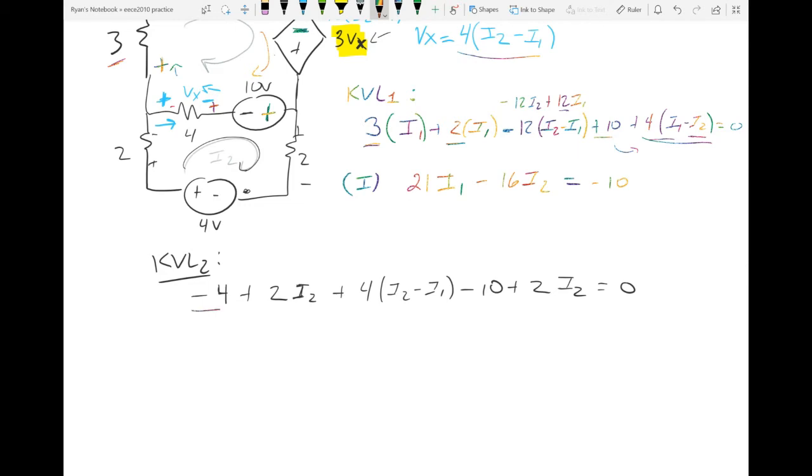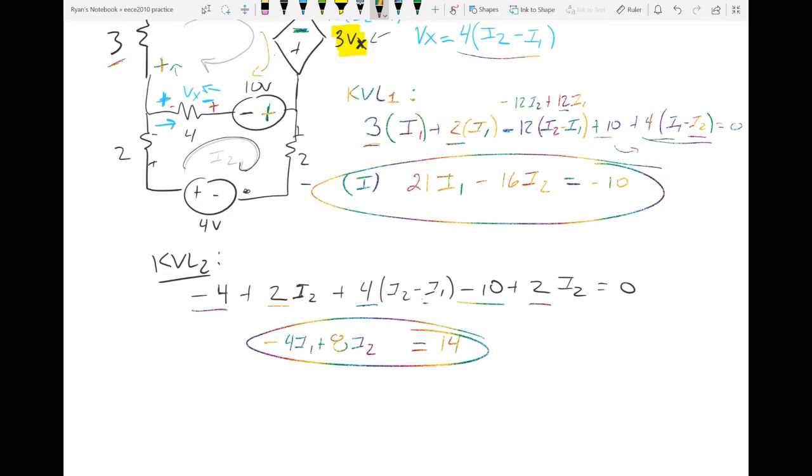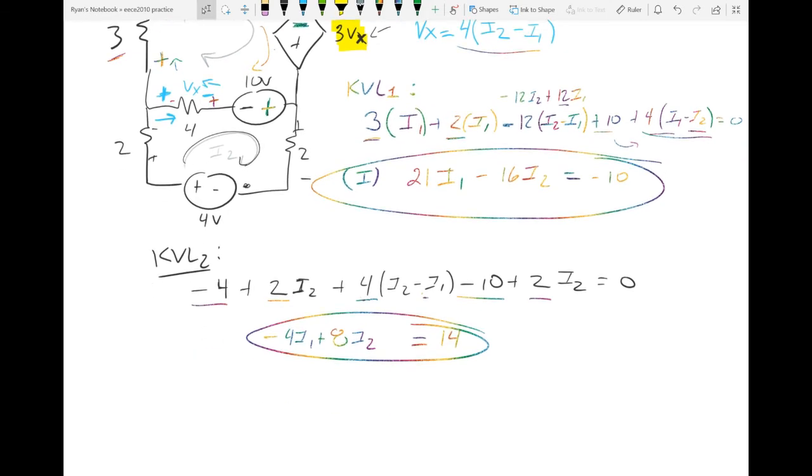So I have a 4 and a 10 that I need to move to the other side, so this total is going to equal 14. I have 2I2, 6I2, 2 more makes 8I2, so I get 8I2, and then I have only a minus 4I1 right here. So this equation and this equation would be the 2 equations required to solve this problem. And again, I'm doing this kind of fast, so just make sure you guys double check the numbers. I might have added wrong or something like that.